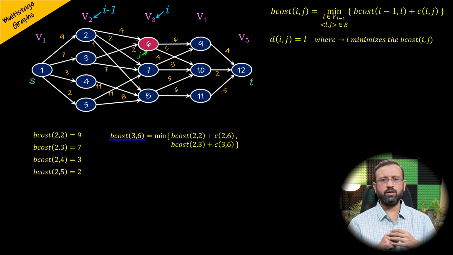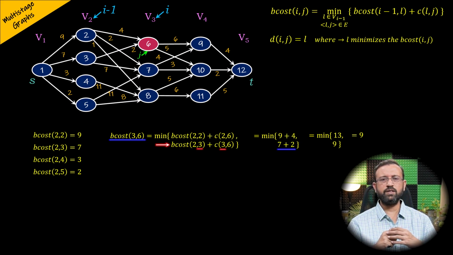So, the BCost of stage 3 and vertex 6 is equal to the minimum of BCost(2, 2), which is 9, plus the cost of the edge (2, 6), which is 4, and the BCost(2, 3), which is 7, plus the cost of the edge (3, 6), which is 2. So 9 plus 4 is 13 and 7 plus 2 is 9. So 9 is the minimum cost which is through vertex 3.